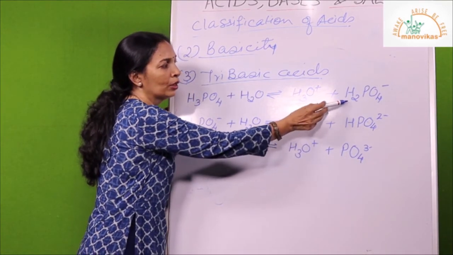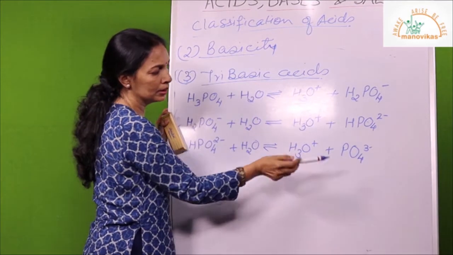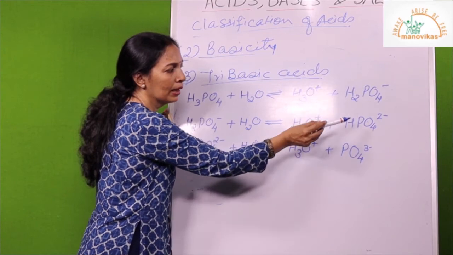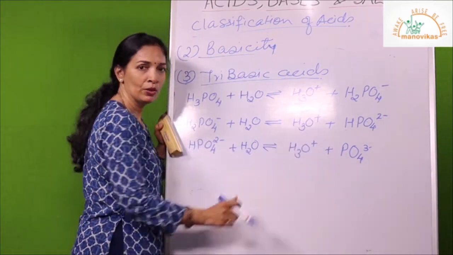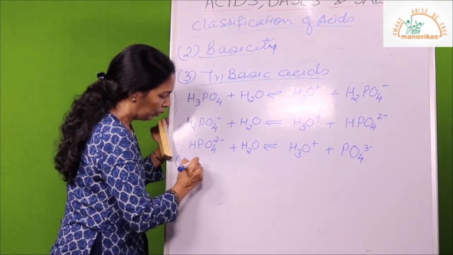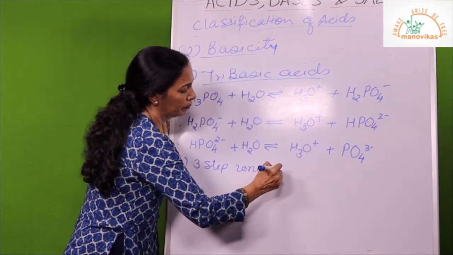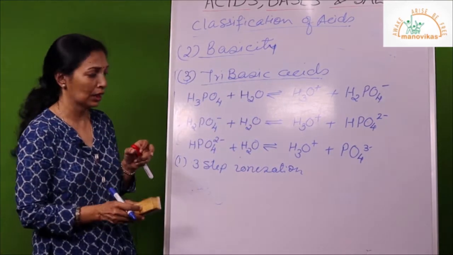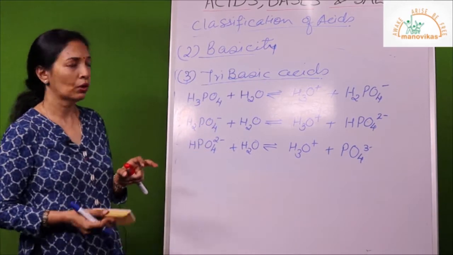Here you can see that two replaceable hydrogen ions are still there. Here one is there, here no hydrogen. So obviously the salts formed with the first two anions will be acid salts, and the last one will be a normal salt. So it undergoes 3-step ionization, or ionizes in 3 steps, however you may say. Now we will see how many types of salts are formed. 3 types of salts are formed.